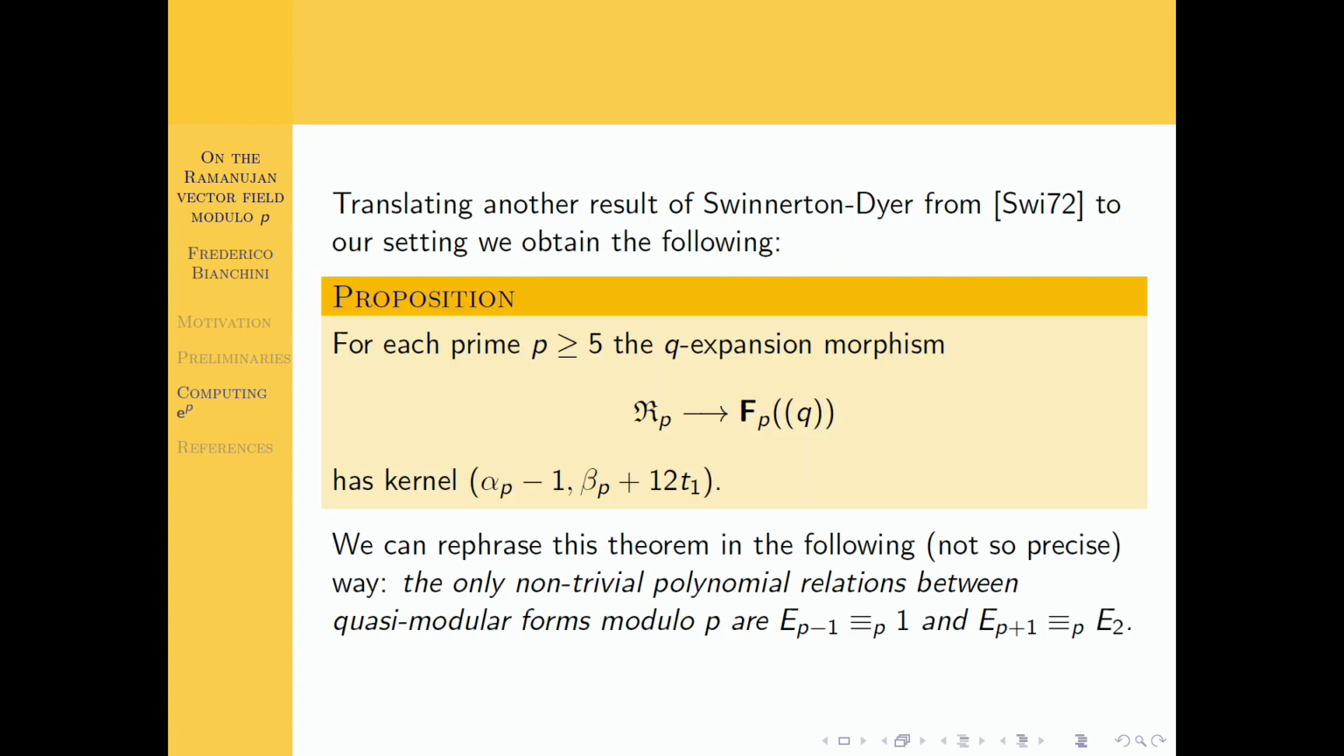Another result of Swinnerton-Dyer translated to our setting is the following one. For each prime greater than or equal to 5, the q-expansion morphism has this kernel here. This can be rephrased in the following sense: the only non-trivial polynomial relations between quasi-modular forms modulo p are the two that we already know that were given by Swinnerton-Dyer.